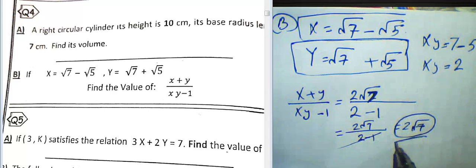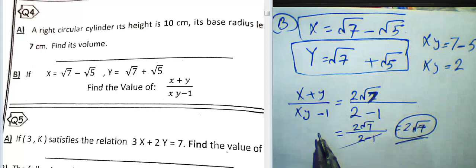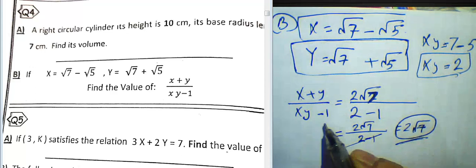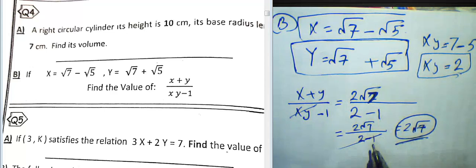Okay, understood? First we find x plus y, and the next step, x multiplied by y equals 2. And put here, cancel x times y and write 2. 2 minus 1 equals 1. The result will be 2 root 7 over 1. It will be 2 root 7.